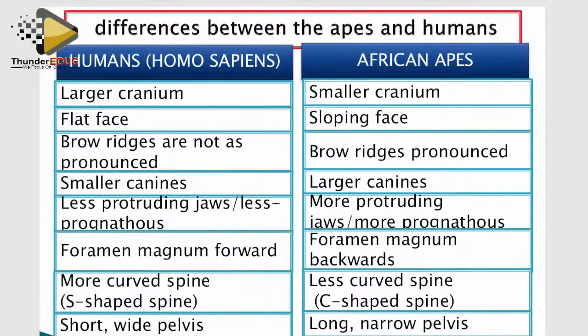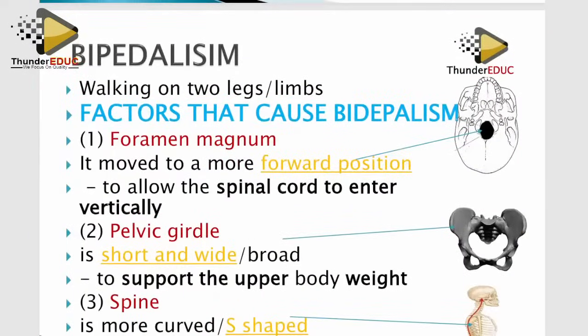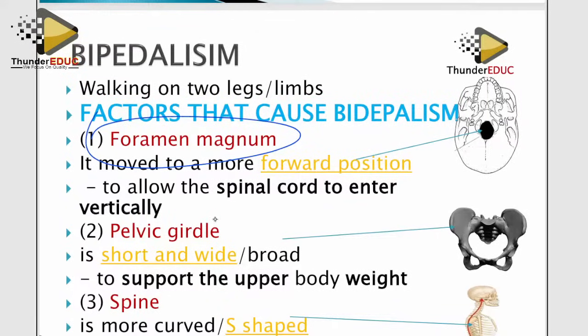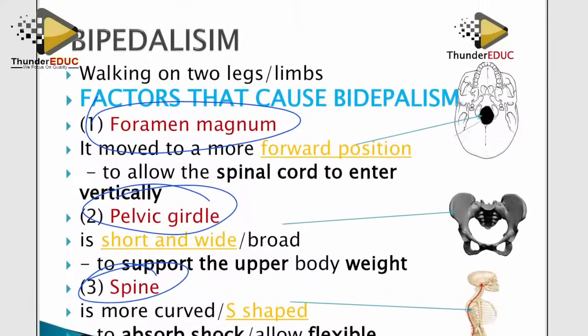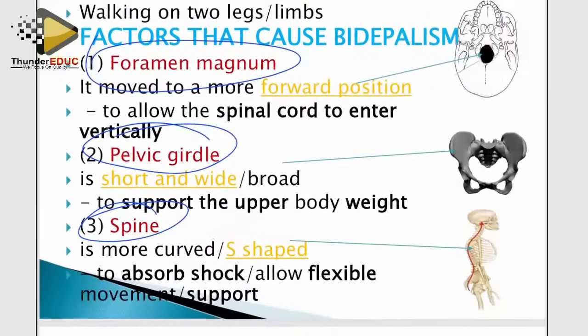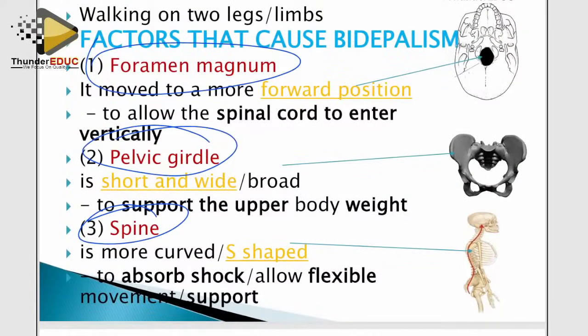So these are the differences, guys. Please make sure that you know that. What is bipedalism? Bipedalism is walking on two hind limbs, or walking on two legs. What are the factors? The first one is the position of the foramen magnum. The second one is the pelvic girdle. Then the third one is the shape of the spine. Is it clear? Shape of the spine, pelvic girdle, and the position of the foramen magnum. The foramen magnum is in the forward position to allow the spine to connect vertically. Guys, it has to be that.